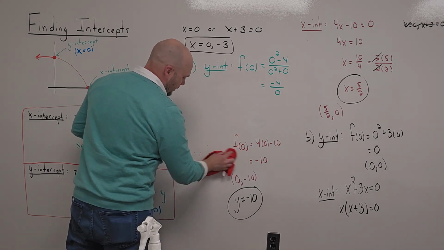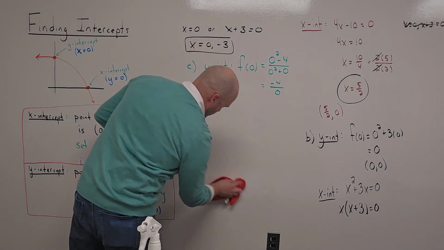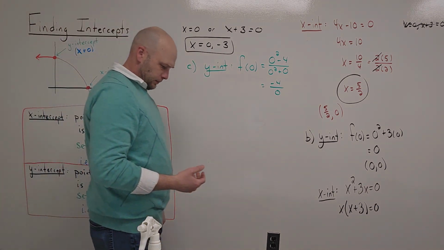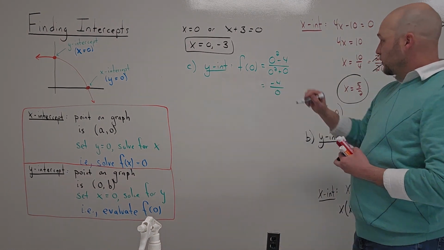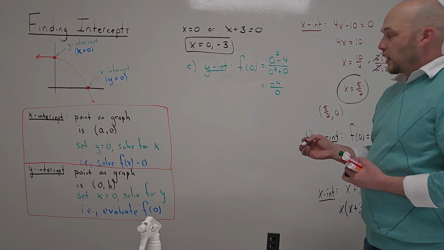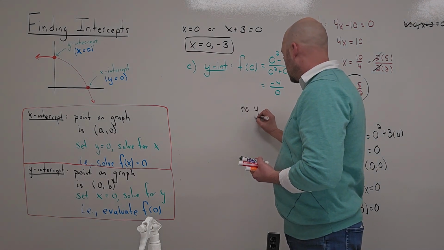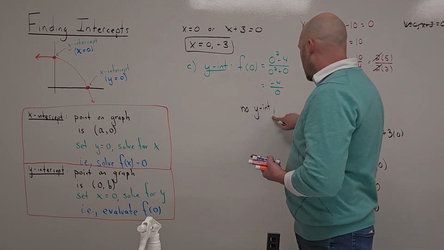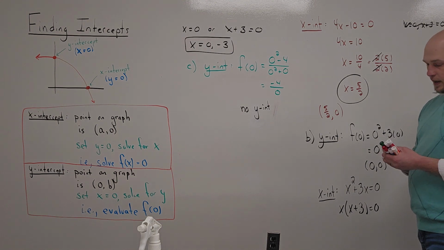So what does that mean? Well, if I have a 0 in the denominator that's undefined, what that tells me then is that this function has no y-intercepts. Okay, so there's no y-intercepts. All right, x-intercepts.